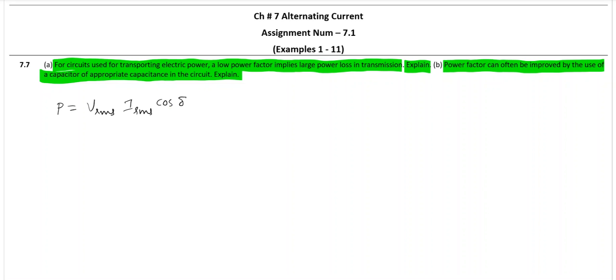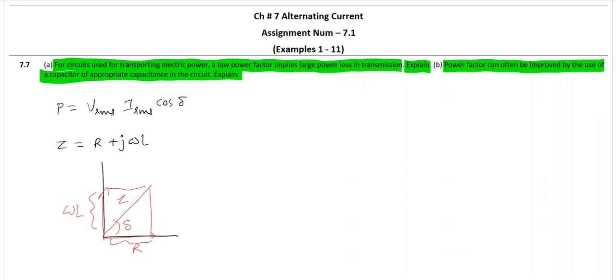Now for a straight line, the impedance of the circuit Z is R plus j omega L. So if I try to plot it on the complex plane, I have to take omega L on the vertical axis and R on the horizontal axis, right? And then I can determine the Z value. This is Z, this is delta, and then we know that cos delta is adjacent R by hypotenuse mod Z.